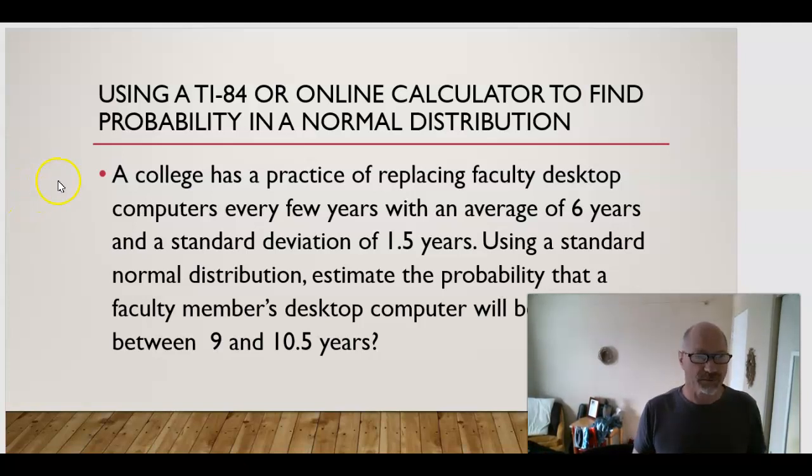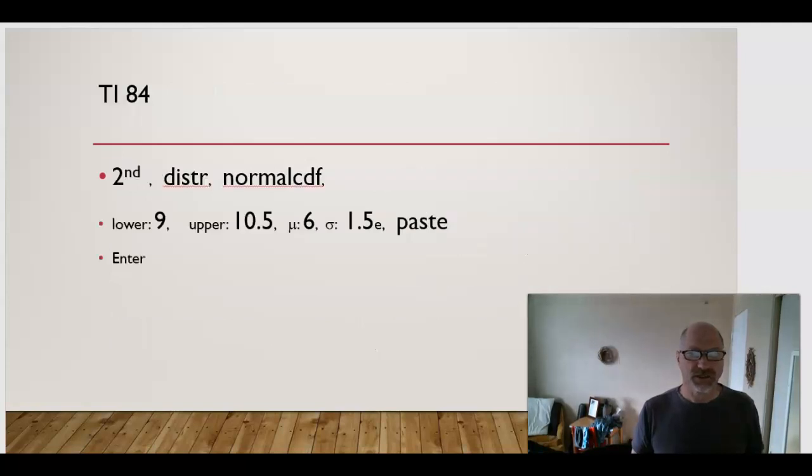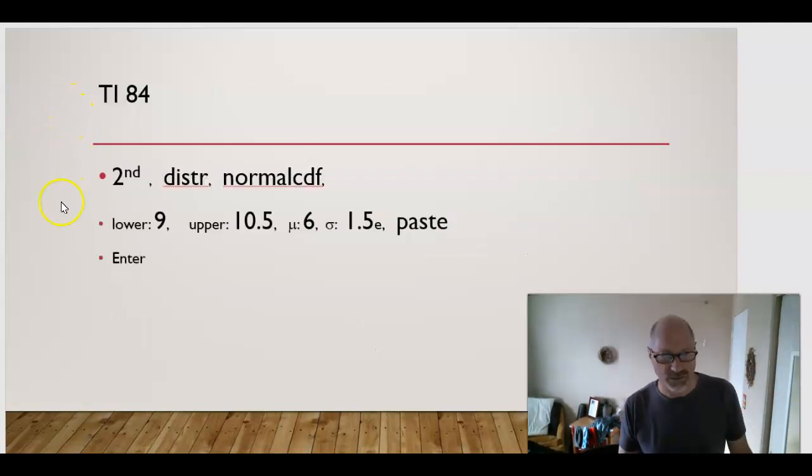Let's consider the problem. A college has a practice of replacing faculty desktop computers every few years with an average of 6 years and a standard deviation of 1.5 years. Using a standard normal distribution, estimate the probability that a faculty member's desktop computer will be replaced between 9 and 10.5 years. Let's begin by looking at the TI-84 key sequence.